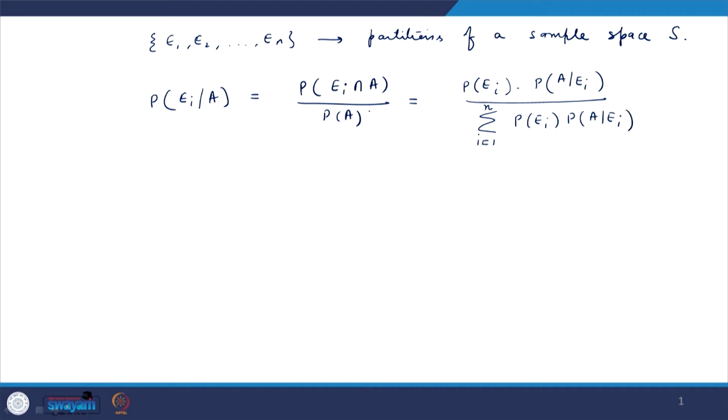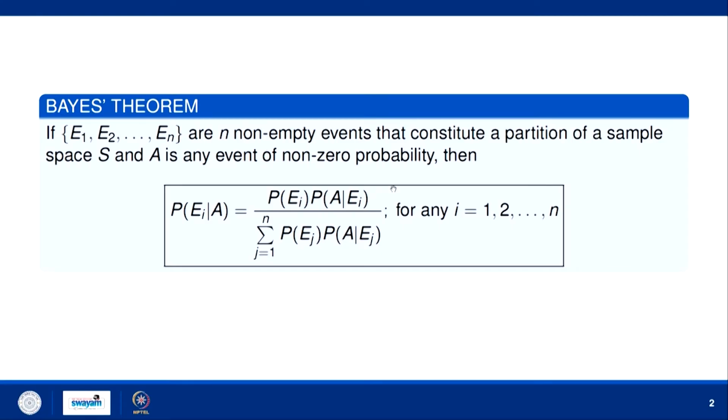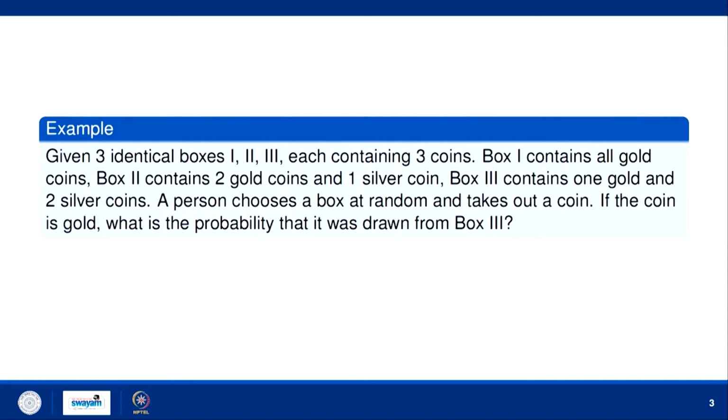So this we have already discussed in the last class, how we can find out P of A from the total probability. That is given by this expression, and the numerator is simply by the multiplication rule. So in this way, this is the required expression, which is basically the Bayes' theorem. Now let us discuss one example based on this.